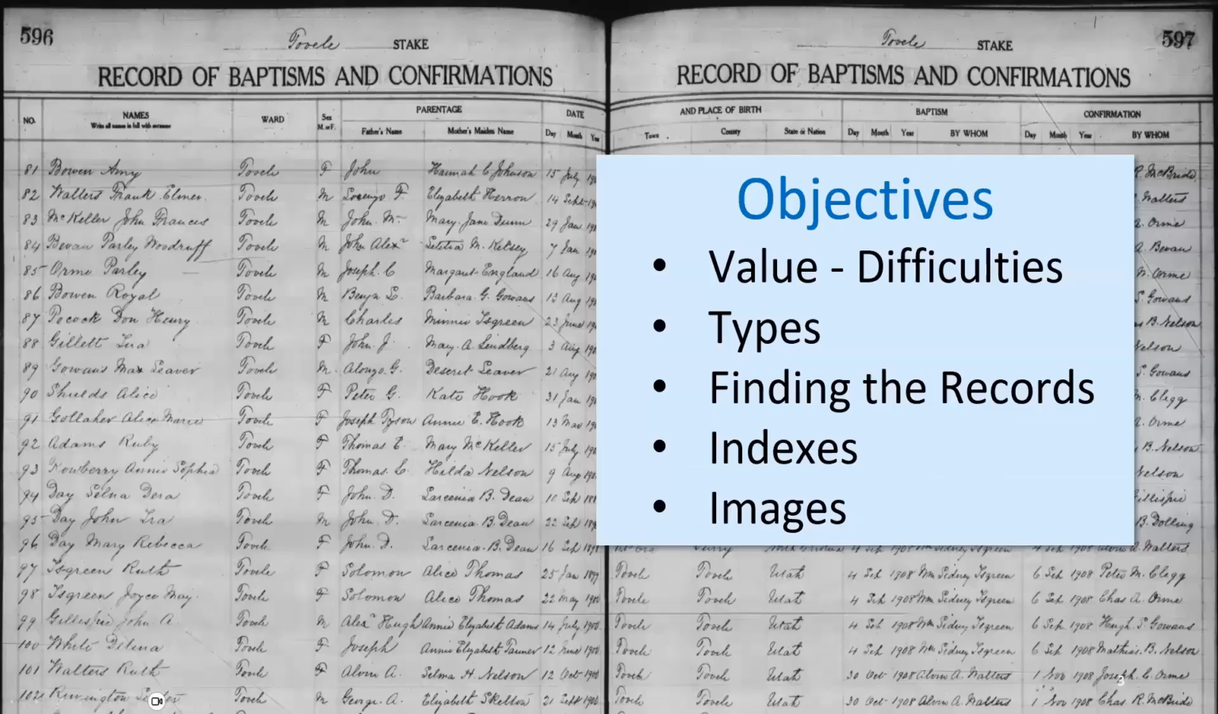So our objectives today include that I would like to introduce you to ward and branch membership records. I will help you get acquainted with the types of forms used through the decades, and we will look at examples of each of these record forms. Once you're excited about what you might find, I will demonstrate how to find the records using both the Church History Catalog and the FamilySearch website. And we'll learn how to find the indexes and how to find the images.